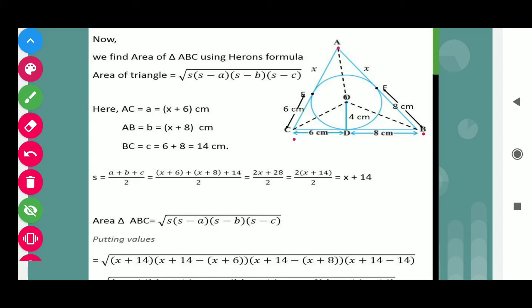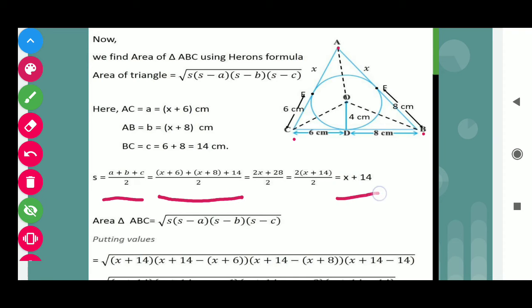So students, S is the semi perimeter. S हम किसे कहते हैं? सेमी पैरीमीटर. तो स्टूडेंट्स अब हमें क्या करना है, सभी साइड्स को ऐड करके 2 से डिवाइड करना है, that is the semi perimeter. So the value of first side A is x plus 6 and the next side is x plus 8 and the third side is 14.